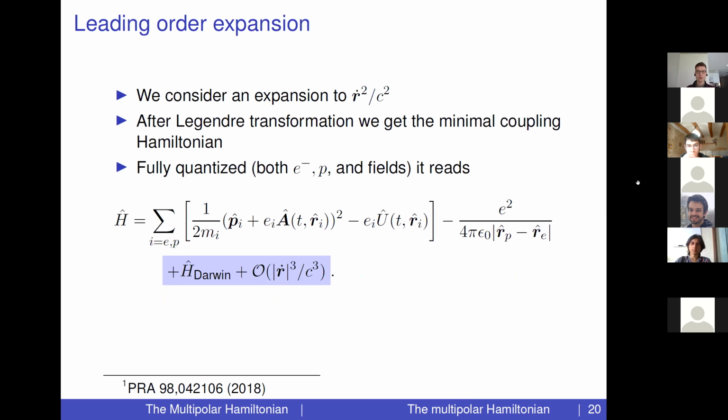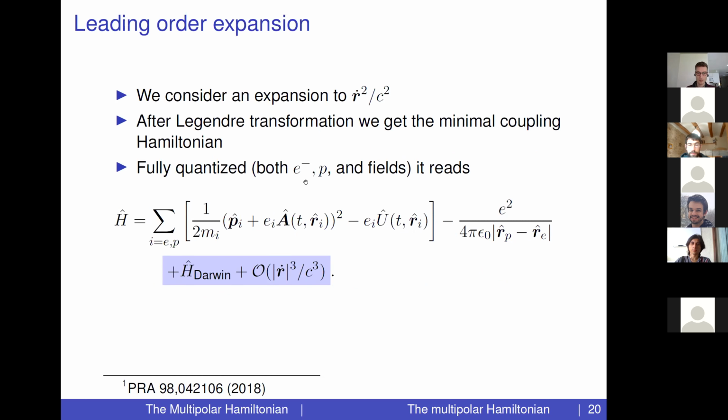Okay, so what we're going to do is an expansion in the field velocities and the particle velocities, and we go to sub-leading corrections, so r dot squared. As last time, we're going to do a Legendre transformation. That means we're going to go to the minimal coupling Hamiltonian and then do a field quantization.